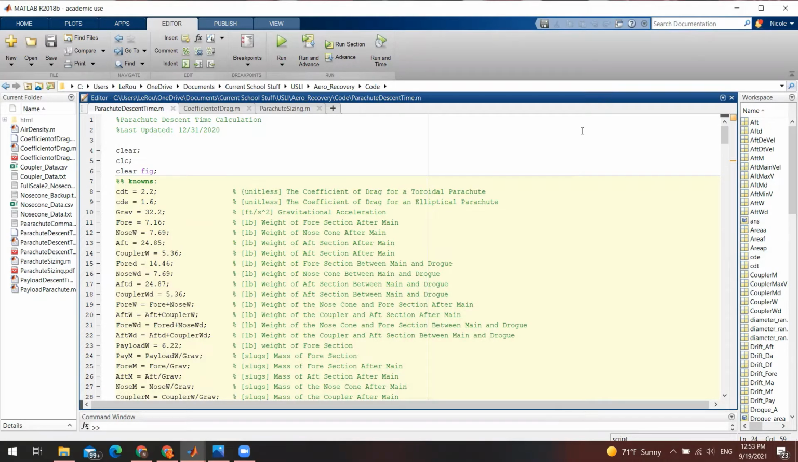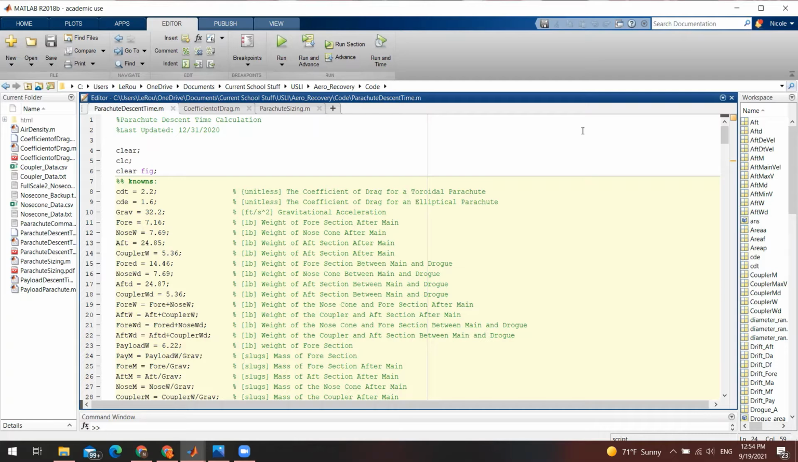So what this code does: for the competition that we were in, there were several requirements. The main ones were that we had a descent time, from the apogee to ground, that had to be under 90 seconds. The drift radius had to be no more than 2,500 feet. And the kinetic energy at landing had to be less than 75 foot-pounds.